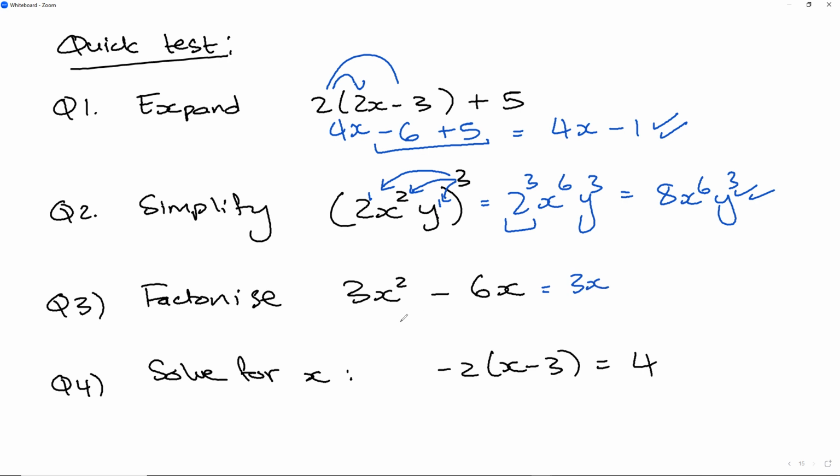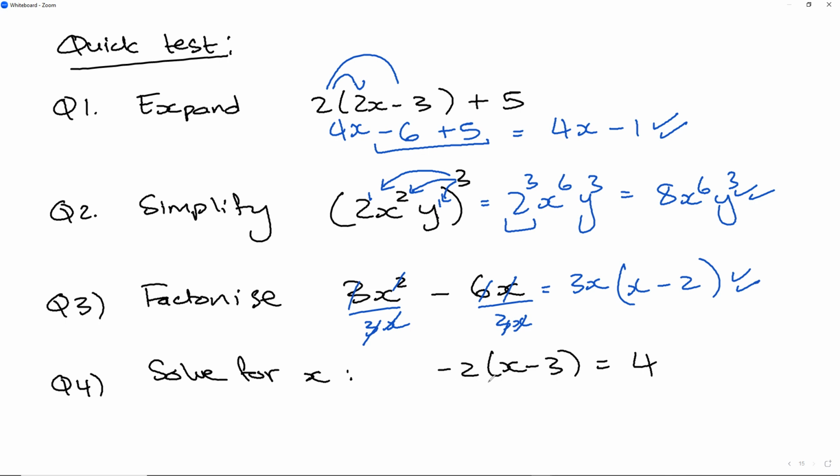I take 3x out of the bracket here because I can divide both of these by 3x. And I'll be left with, cancelling out, x, and 3 goes into 6 twice, so x minus 2.